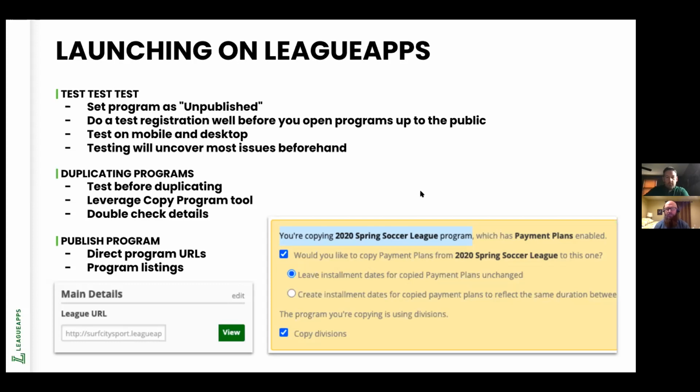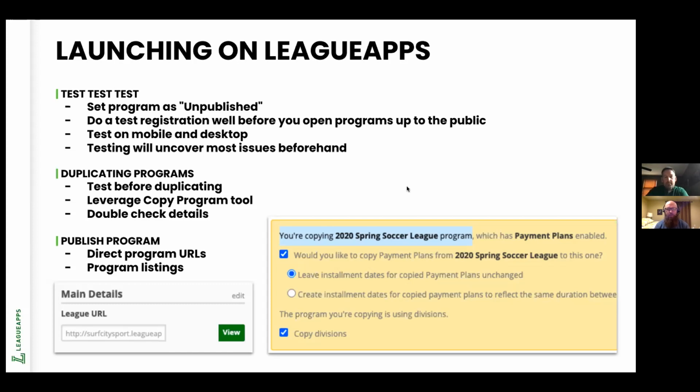You can take those direct program URLs, put them on Facebook, put them on Twitter, put them on your website, send them in a text message. They're very versatile. It's just a direct link. You click on it, you register, and it's just a very versatile tool to get your programs out there and distribute them quickly.